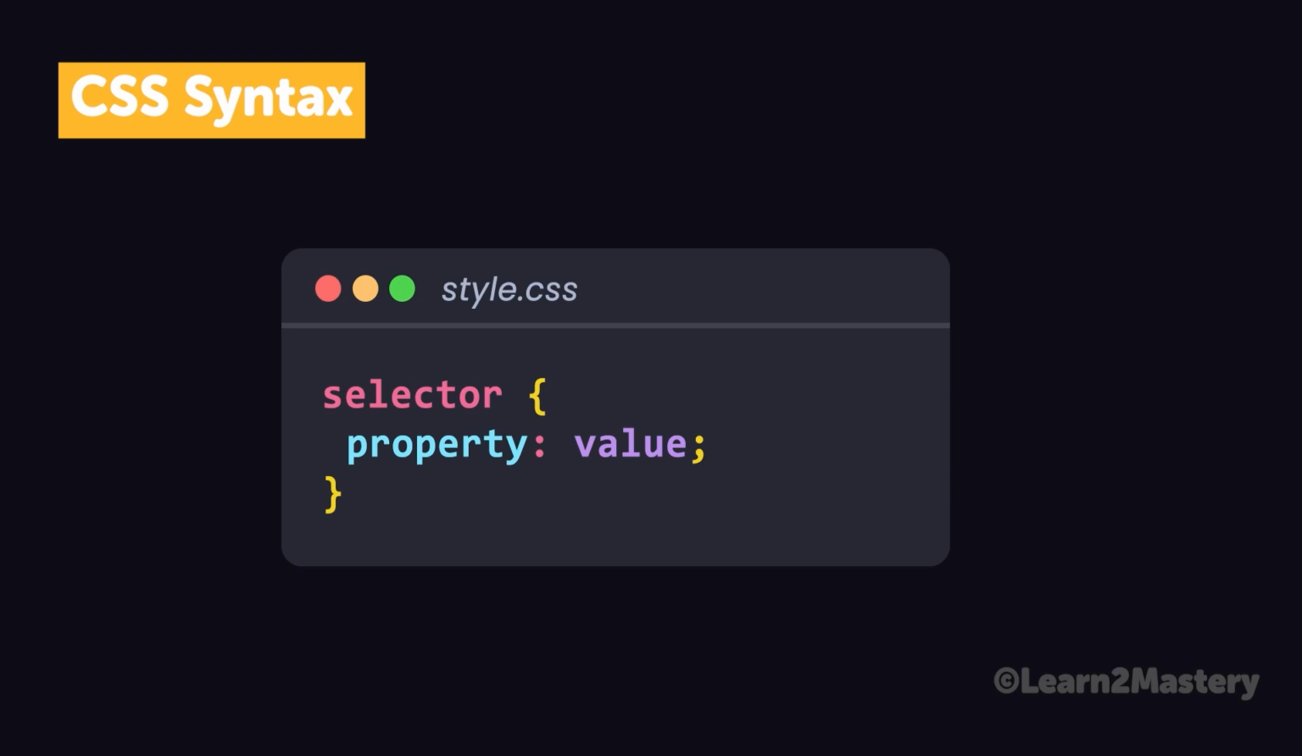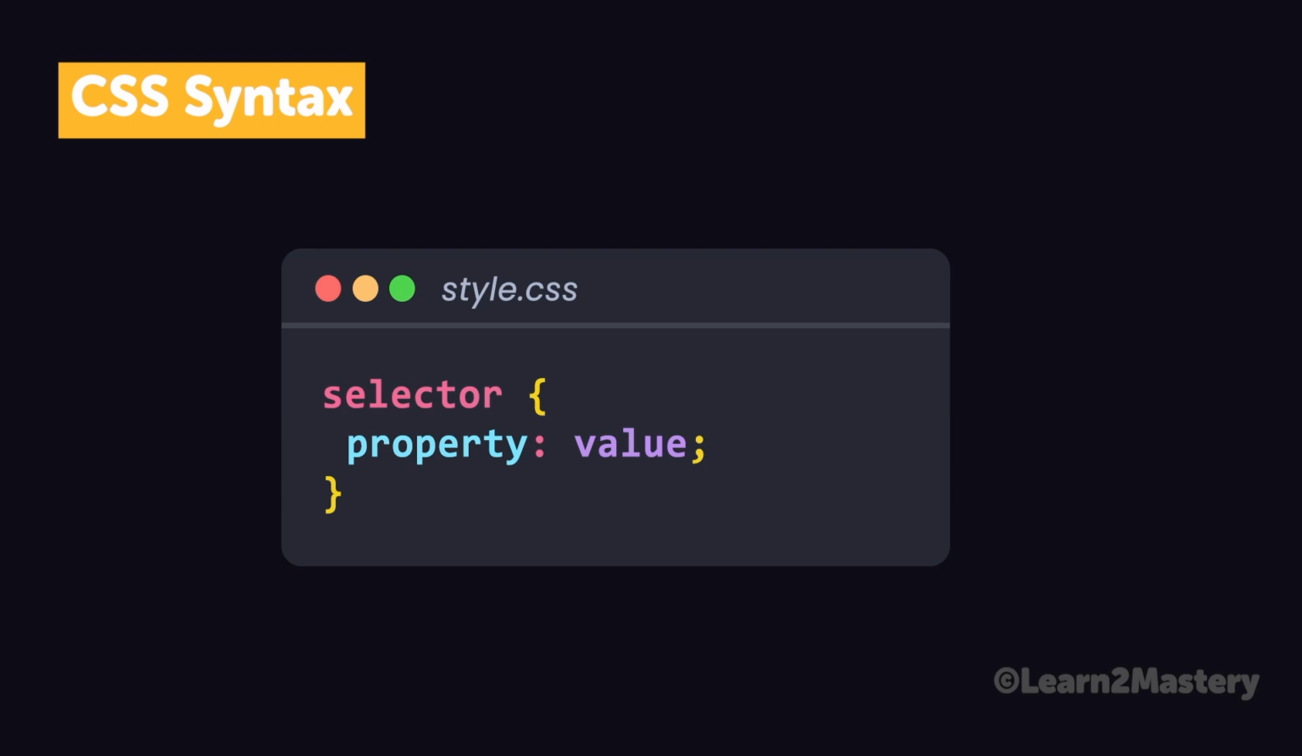Now let's talk about what a CSS rule is. A CSS rule has two main parts: the selector and the declaration block. The selector tells the browser which HTML element we want to style. The styles go inside curly braces. Every CSS rule follows the same structure. We'll learn about different types of selectors later. We separate the property and value with a colon, and we end each declaration with a semicolon.